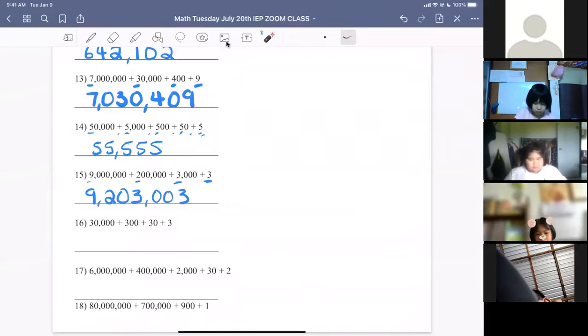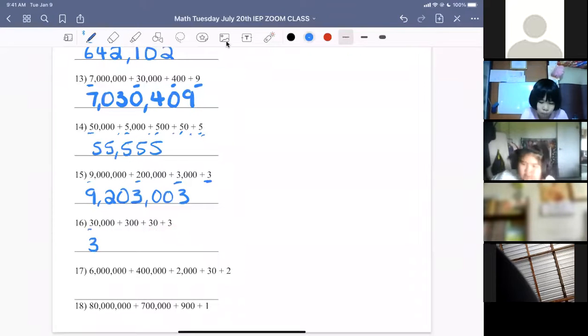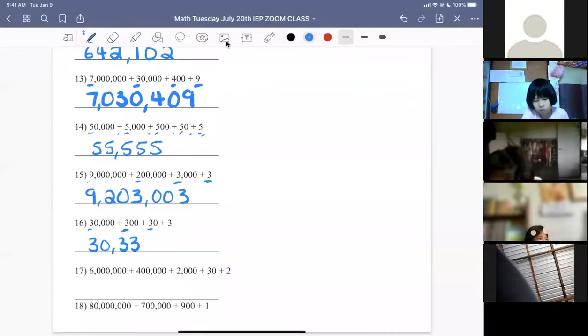All right, number 16, we have 30,000 plus 300 plus 30 plus 3. We're going to write this 30,000. We have no thousands. We have hundreds, 300. We do have tens. And we do have ones.